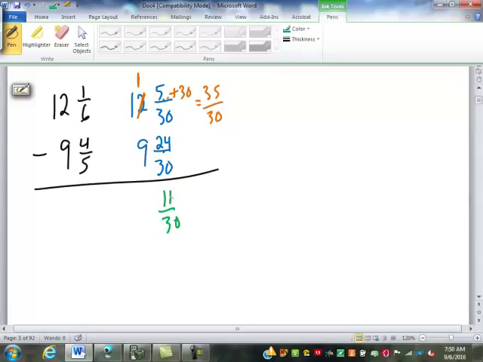11 30ths. Now, of course, 1 minus 9, I got to borrow. That's a 0, and that's 11. 11 minus 9 is 2. Okay, I'm going to have you guys try one.